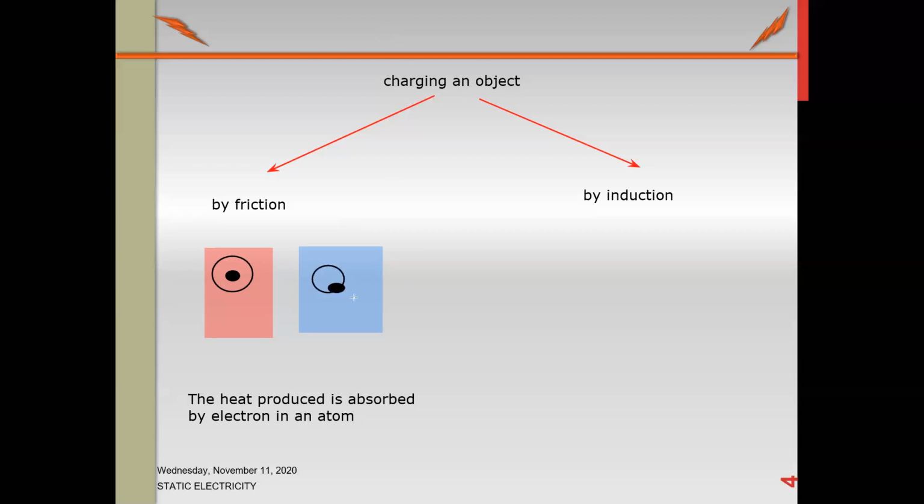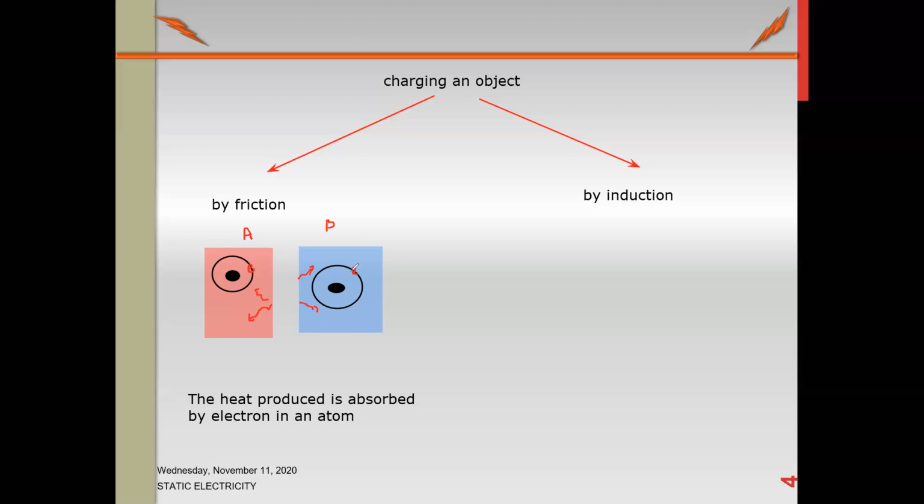And this is the orbit, the shell. I'm just drawing electrons here to explain the idea. Example, material A has electrons, material B also has electrons. Initially, both materials are neutral. But what happens when you rub them together? The rubbing will produce heat energy. So the heat energy is absorbed by atoms of A and heat energy is absorbed by atoms of B.